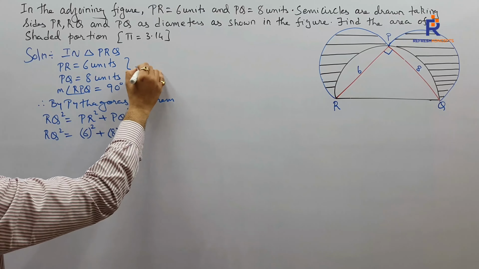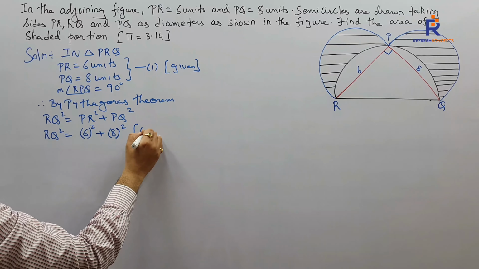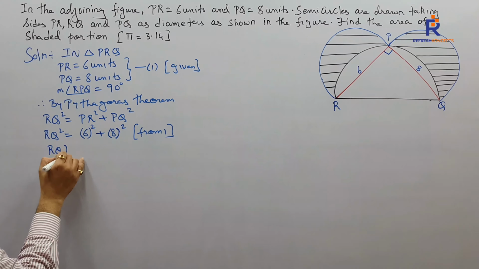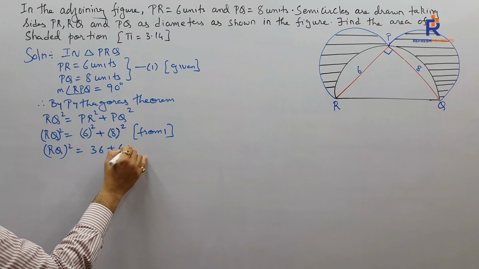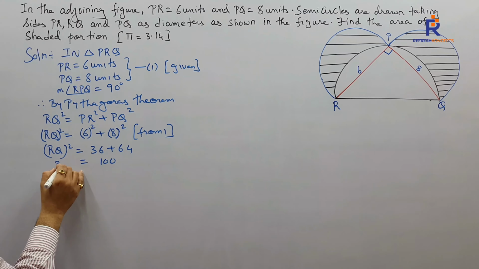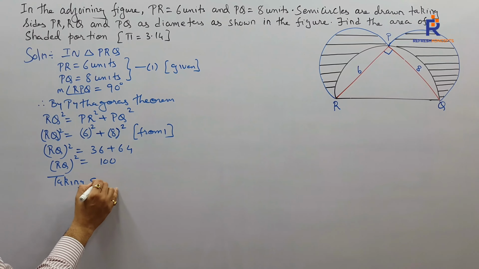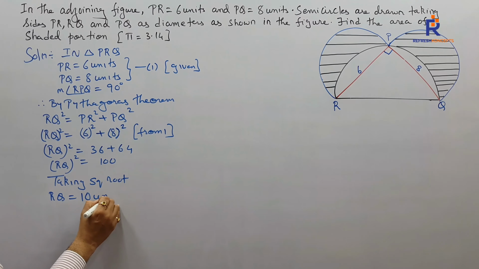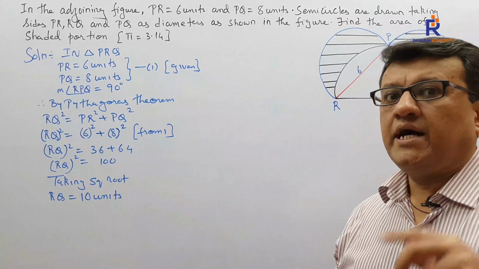This is equation number 1. This is given. Here also you can say from given. Though we are not doing any hardcore geometry sum, but still. How much is this? RQ square is equal to 36 plus 64. 100 is what RQ square is. Taking square root, RQ turns out to be 10 units. Any problem, children? Right? Now what?